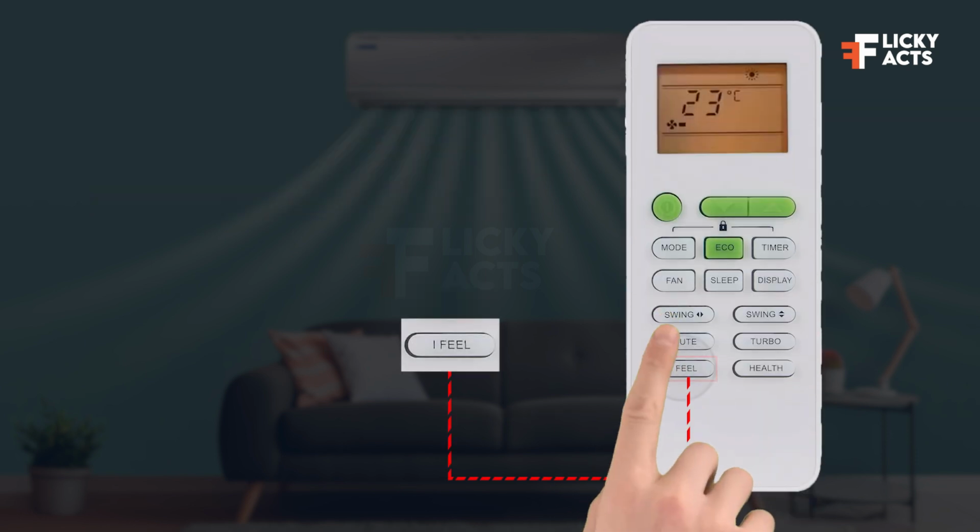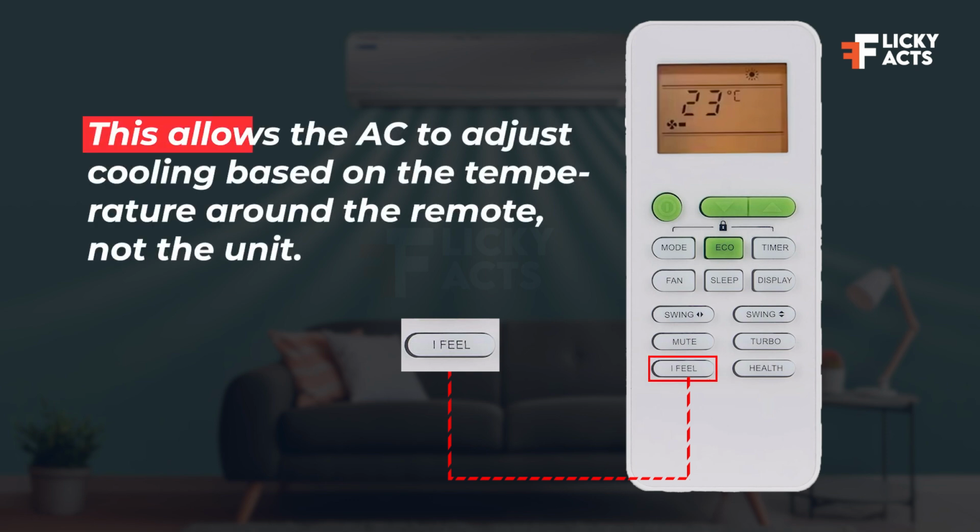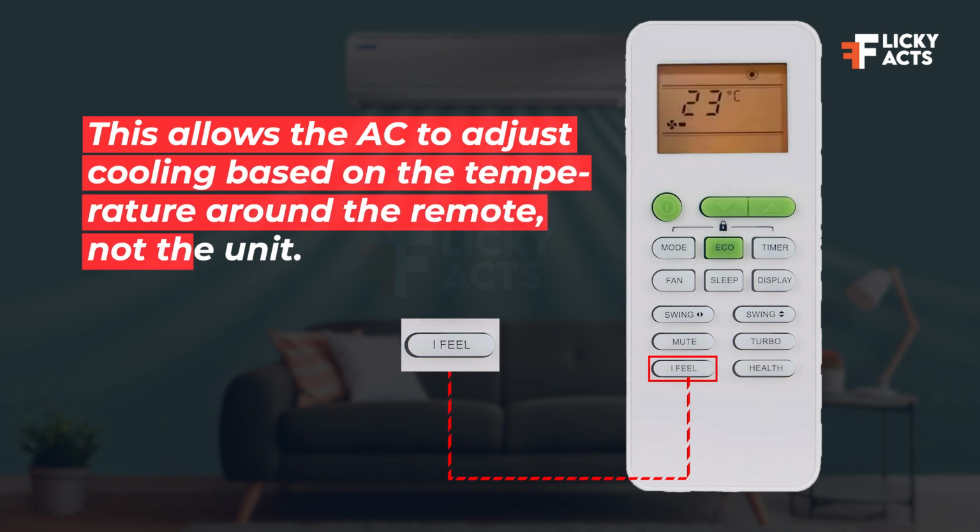Press the I Feel button to activate the temperature sensor inside the remote control. This allows the AC to adjust cooling based on the temperature around the remote, not the unit.